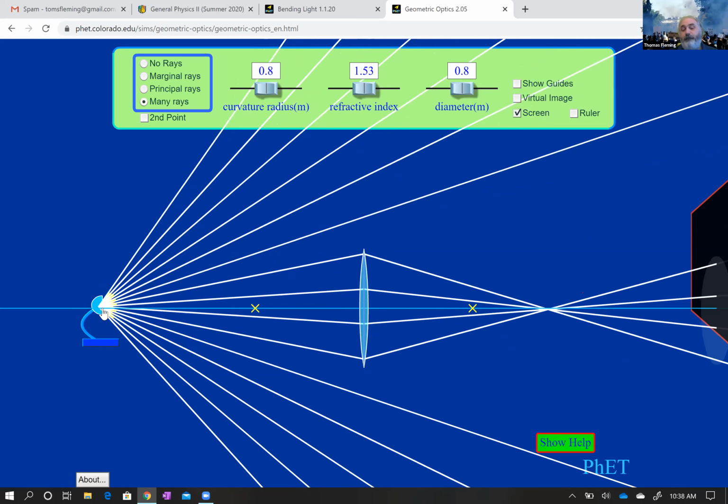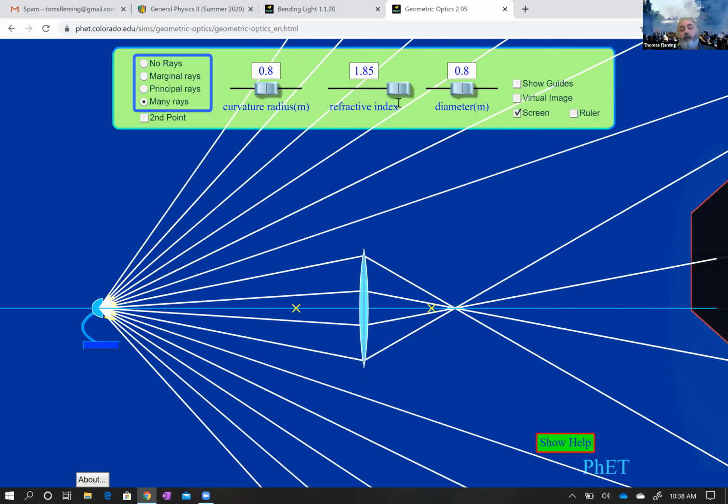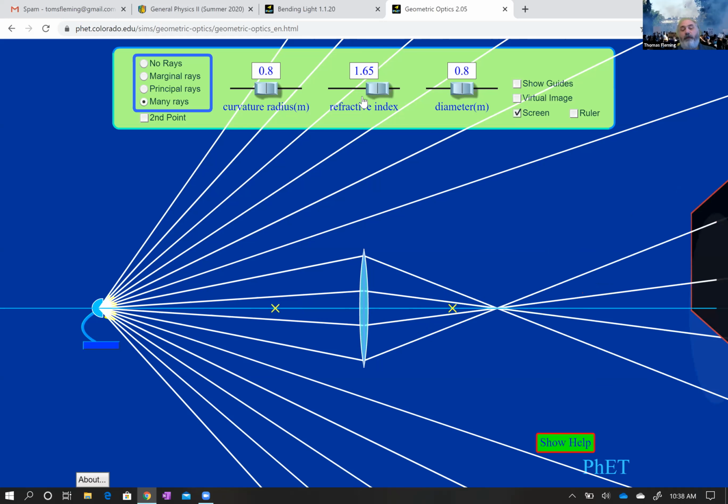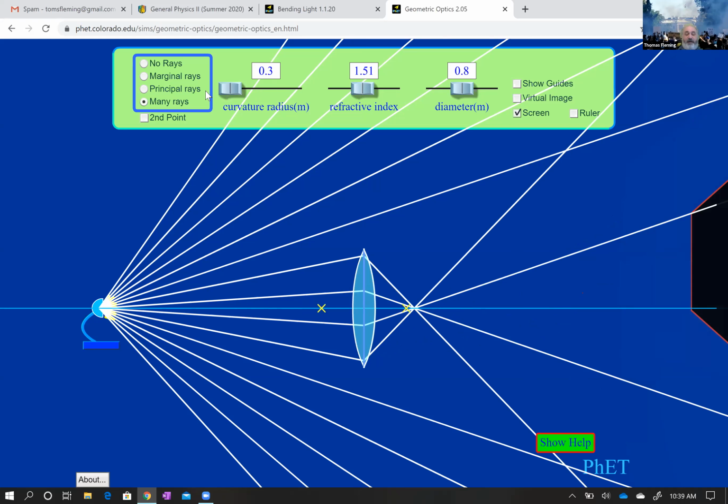So what's going to happen is, if I change the index of refraction and I make it larger, you'll notice they converge more quickly. If I make the index of refraction smaller, they converge less quickly. I can also change the radius of curvature. Here's a kind of a thin, not very curvy lens. Here's a much more curvy lens, and you can see that curvy lens causes my light to converge much, much more quickly.